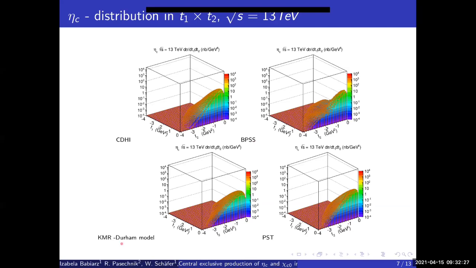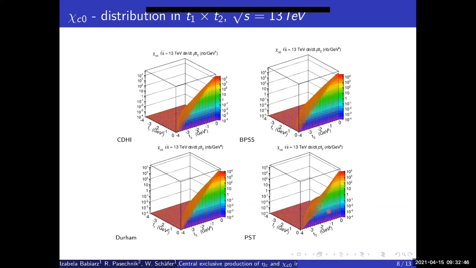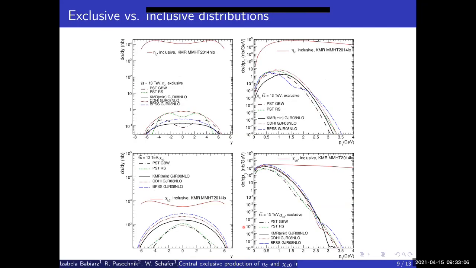The Durham model, and also the distributions where the dipole distribution functions were applied. And we can see that it is much more or less similar. Also, we did these distributions for T1 and T2. We can easily see that these distributions are much steeper, and it's not dependent more or less on the prescription of the gluon.